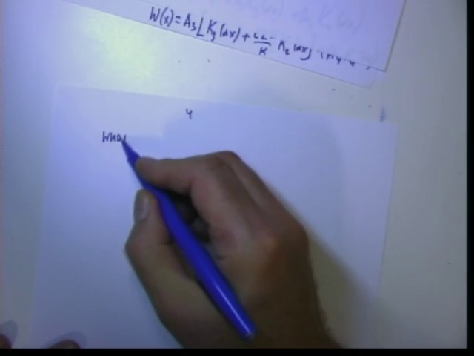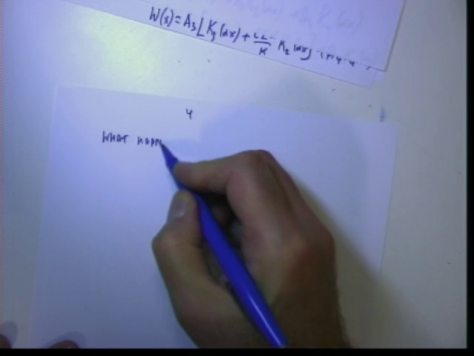Now there was a question there. Question four: what happens when k goes to zero?